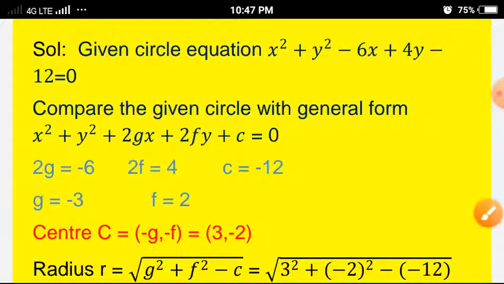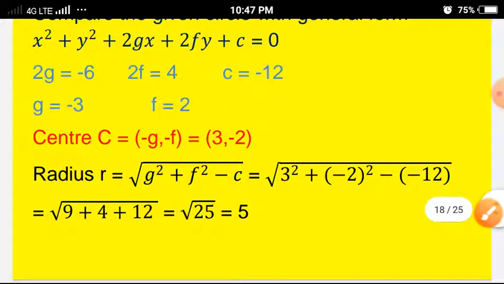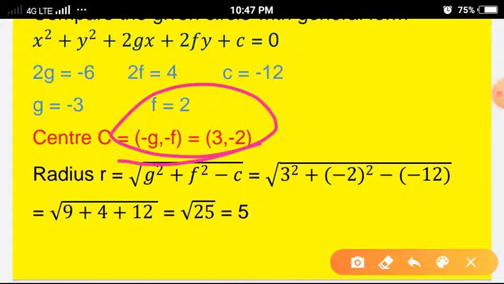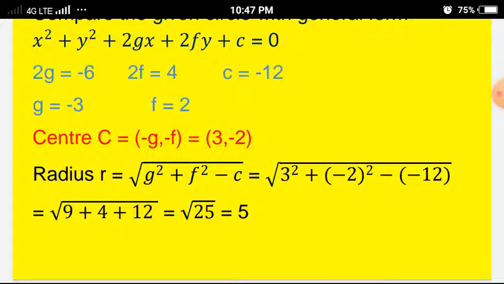After getting the g and f values, we have to find the center. The center is minus g comma minus f. Minus g means minus of minus 3, which is plus 3, and minus f is minus 2. Then the center is 3 comma minus 2. Next we have to find the radius of the circle.